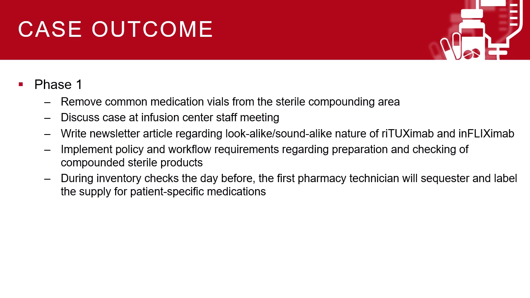What did we ultimately choose to do? Well, we broke up the implementation strategy into several phases. In the first phase, we did the easiest things that we could accomplish with the fewest unintended consequences. So we removed common medication vials from the sterile compounding area. We discussed the case at the meeting. We wrote a newsletter article, implemented policy requirements regarding preparation and checking. And during the inventory checks the day before, we did have a pharmacy technician sequester the supply and label the supply for patient-specific medications so that there would be an independent double check in the process.